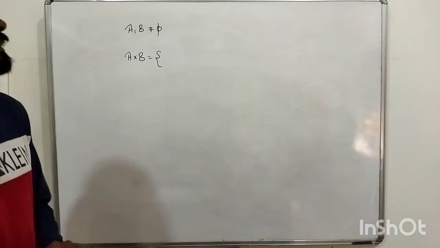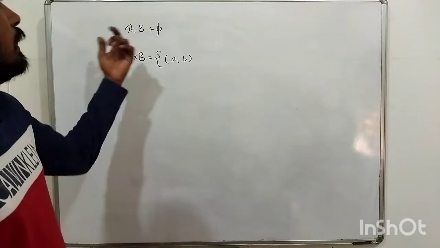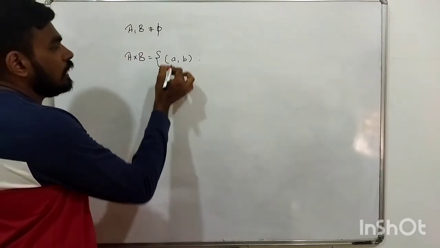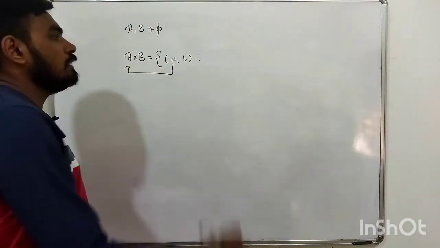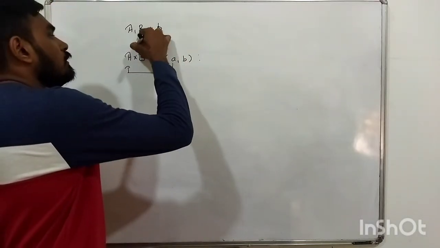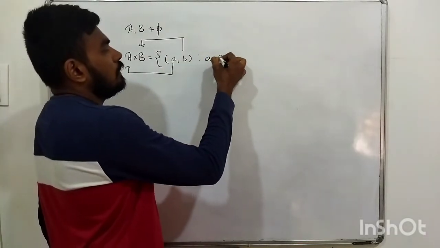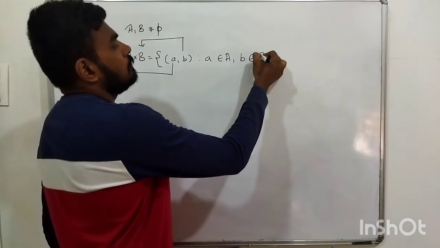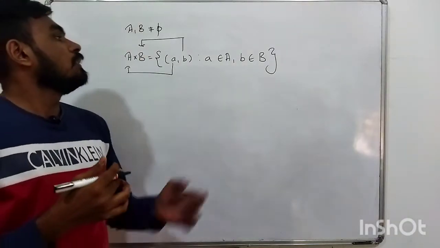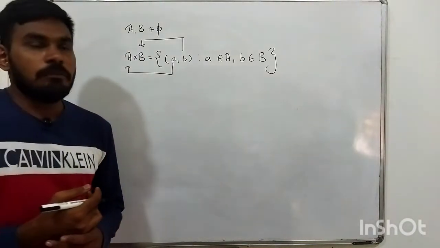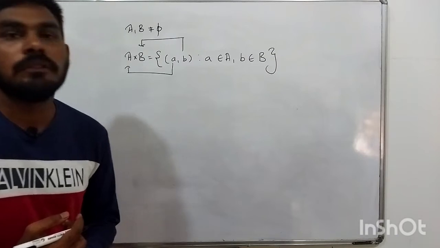is the set of all ordered pairs, meaning all the possible ordered pairs you can make from elements of A and B, such that the first element of the ordered pair must belong to the set on the left side, and the second element must belong to the set on the right side. a belongs to A and b belongs to B. That is called the Cartesian product. We check all the possible pairs here, and we did many examples in the previous part, so you can see the previous video.